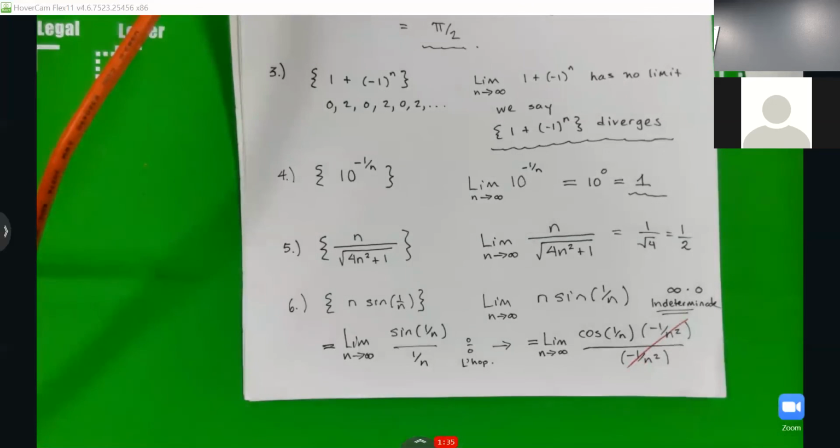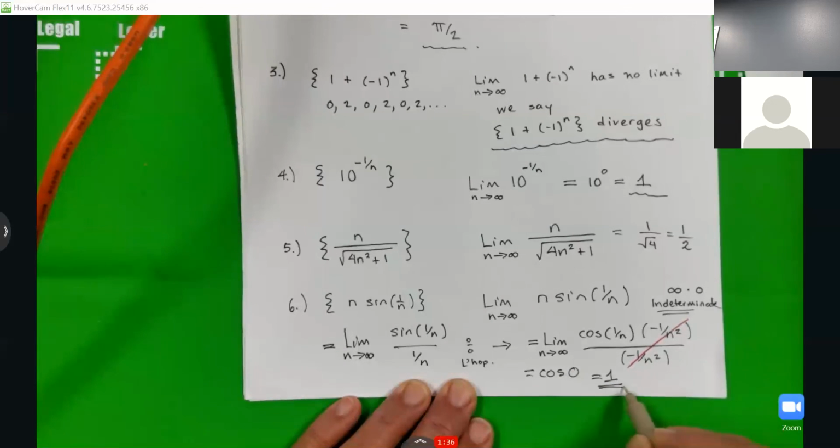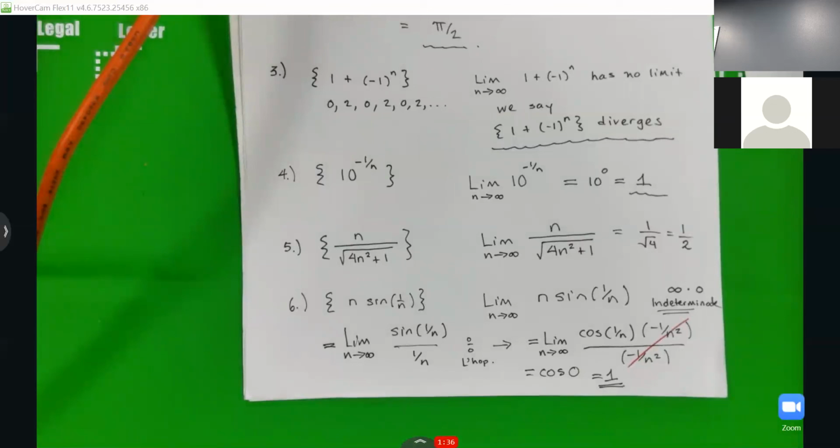And all we have to do now is take the limit as n goes to infinity of the cosine of 1 over n. What's that going to be? Well, 1 over n goes to 0, right? What's the cosine of 0? Cosine of 0 is 1. So that sequence converges to 1.